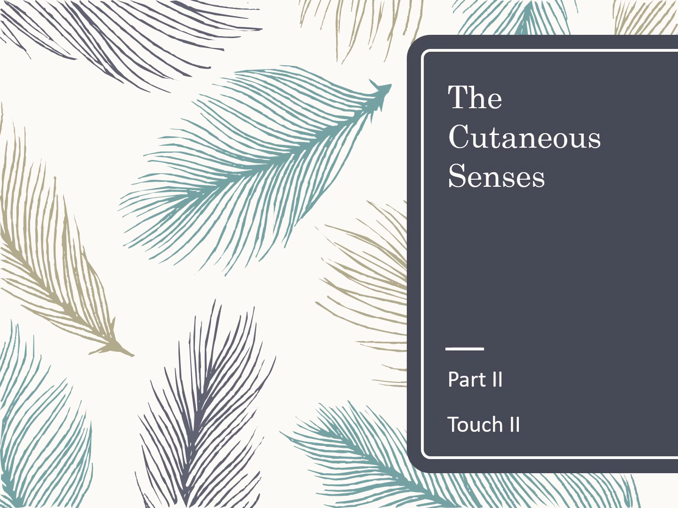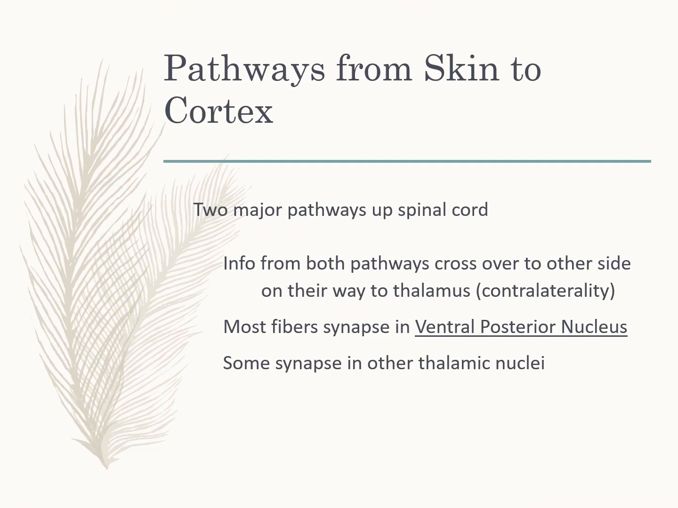Of the cutaneous senses, we will continue with the sense of touch. Talk about these two major pathways up the spinal cord for somatosensory information. Both pathways are going to cross over onto the other side at some point on their way to the thalamus. So we have that contralaterality at the level of the thalamus.